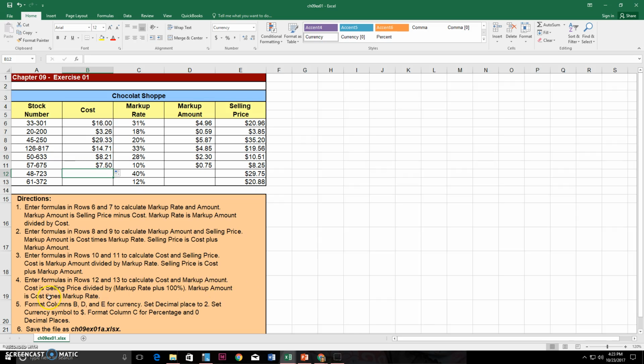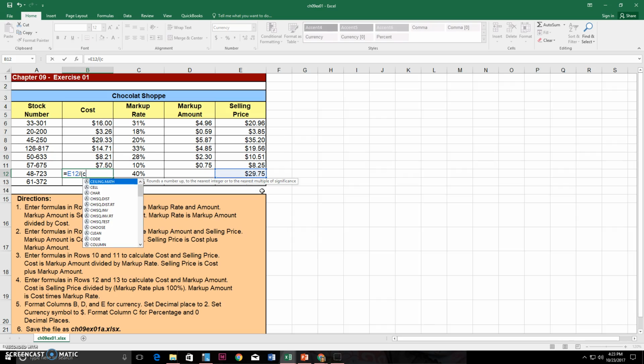All right, now we're going to enter formulas in rows 12 and 13 to calculate the cost and markup amount. Cost is selling price divided by markup rate plus 100%. So remember that we must always do the parentheses first. So in cell B12, cost is selling price, so it's going to equal our selling price, which is E12, divided by, and I have to put this in parentheses, C12 plus 100%.